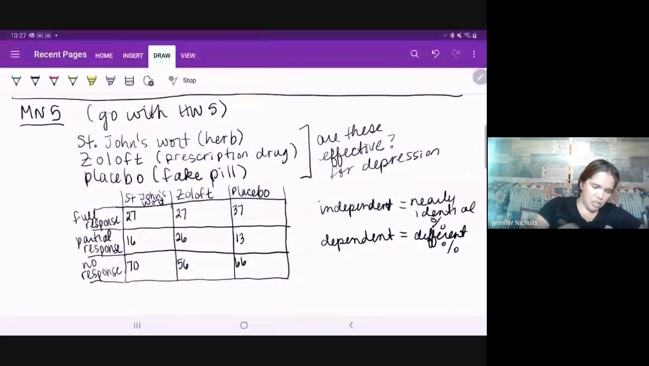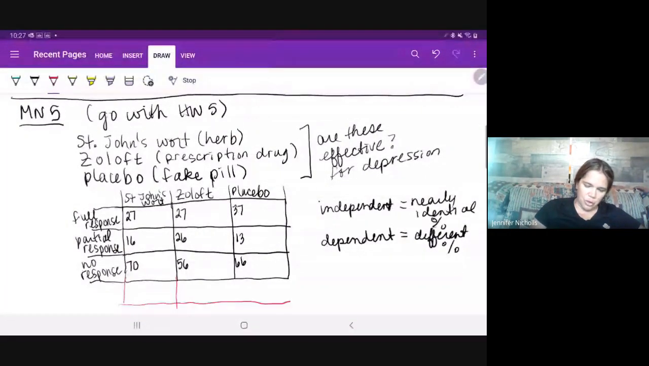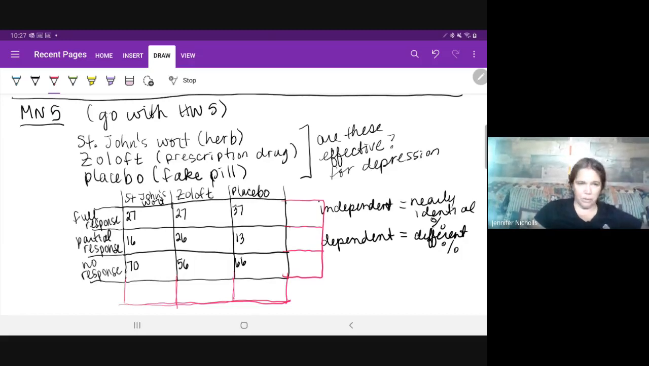Okay, so I'm going to change colors for you because what you do when you do this is you make totals. So we're going to make totals. And you can also make totals on the right side. But in this case, we don't want totals for the right side. We're going to have totals down.